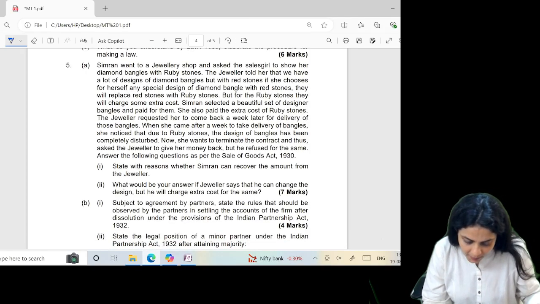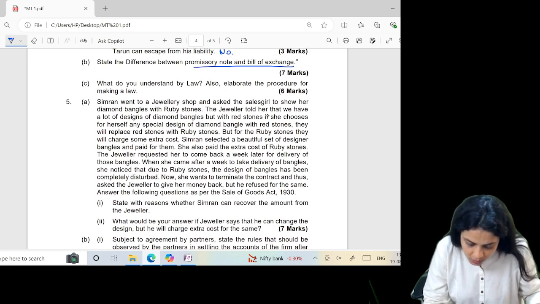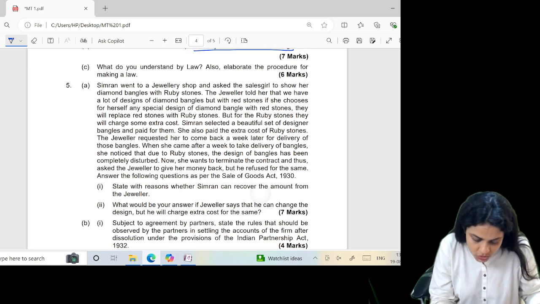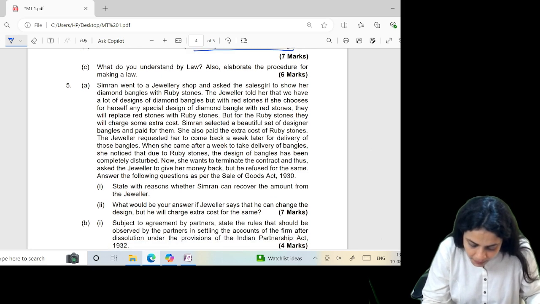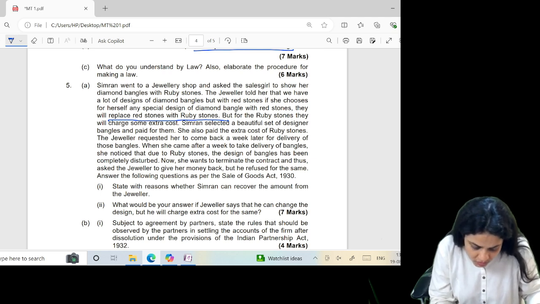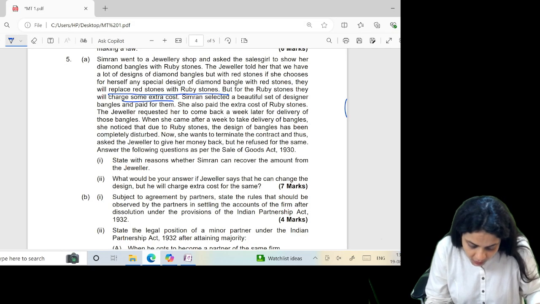Simran went to a jewelry shop and asked the salesgirl to show her diamond bangles with ruby stones. The jeweler told her that he has a lot of designs of diamond bangles, but with red stones. If she chooses for herself any special design of diamond bangles with red stone, they will replace the red stones with ruby stones. But for the ruby stones, they will charge some extra cost. Simran selected a beautiful set of designer bangles and paid for them. She also paid the extra cost of ruby stones. The jeweler requested her to come back a week later for the delivery.